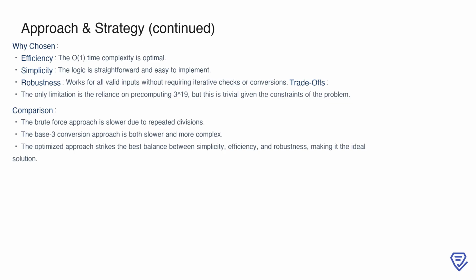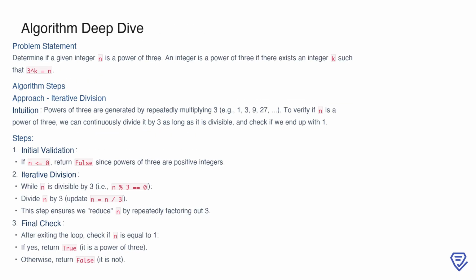In this problem, we need to determine if a given integer, n, is a power of 3. Mathematically, this means there should exist some integer k such that 3^k equals n. To solve this, we use an iterative division approach. The intuition behind this method is simple: powers of 3 are formed by repeatedly multiplying by 3, resulting in values like 1, 3, 9, 27, and so on.